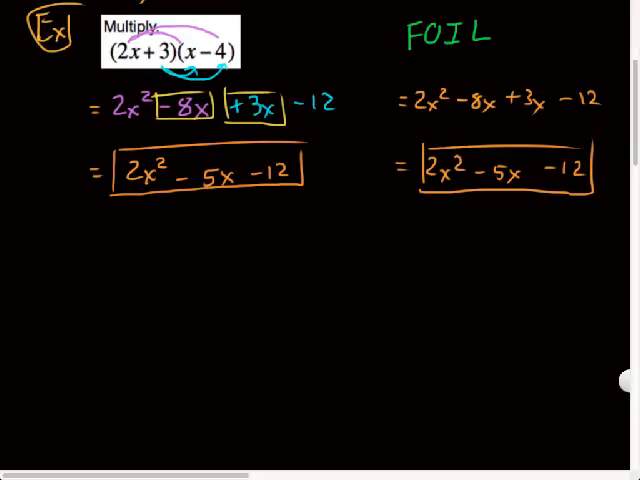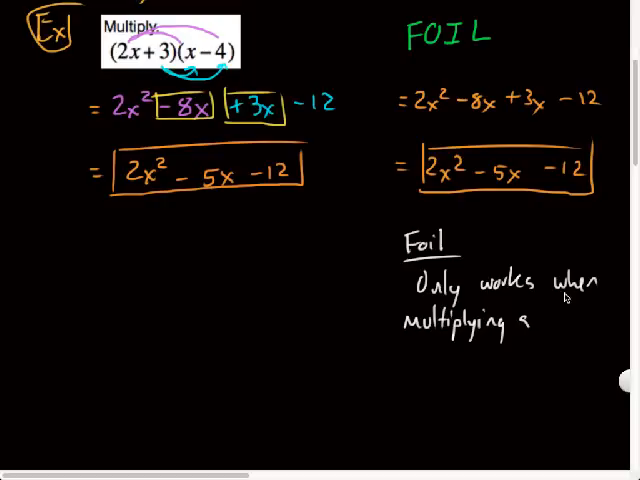But one of the things I want to point out about foiling, and why I'm not going to have this be our primary method for multiplying polynomials, is that foiling only works in certain situations. FOIL only works when multiplying a binomial by a binomial.